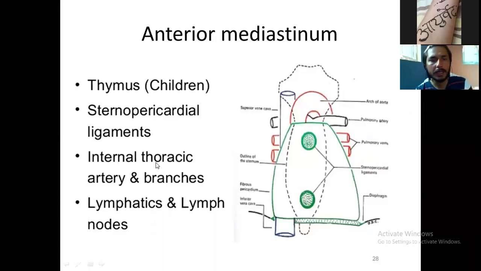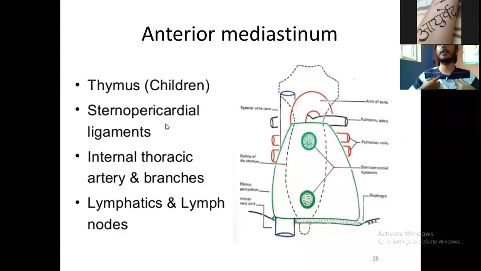Next structure you will see is the vessels, that is the internal thoracic artery and its mediastinal branches. The internal thoracic artery is a branch of the subclavian artery. From the subclavian artery, this internal thoracic artery runs along either side of the sternum, along the anterior thoracic wall. On either side it will be there, along the thoracic wall. You will see this internal thoracic artery.